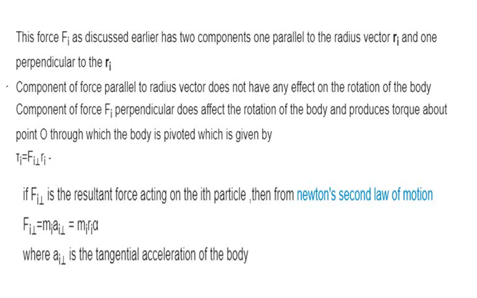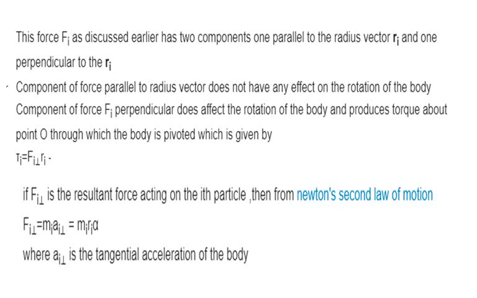This force F_i has two components, one parallel to the radius vector and another perpendicular. The component parallel to the radius vector doesn't have any effect on the rotation of the body, and the perpendicular component will affect the rotation of the body and produces torque, and the torque is equal to F into r, where F perpendicular is the resultant force acting on the ith particle.